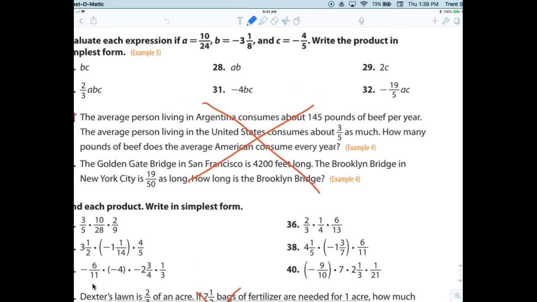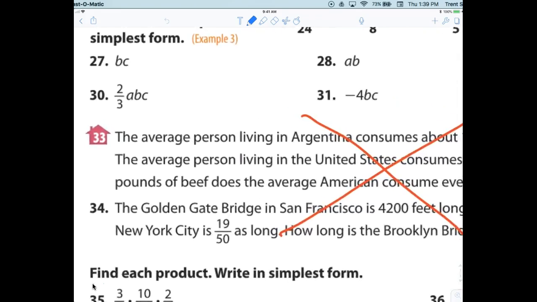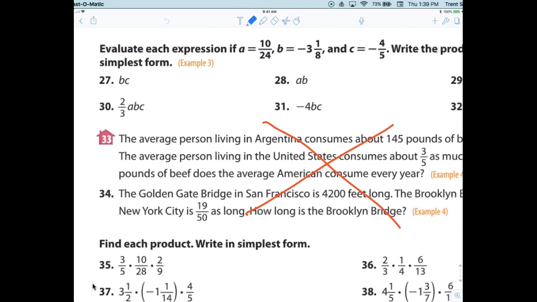30? Okay, so here we go. We've got 2/3 times A times B times C, which is kind of annoying, because you have to multiply four things together. The positive thing about it is there should be a lot of reducing.